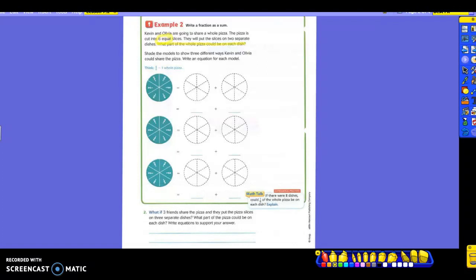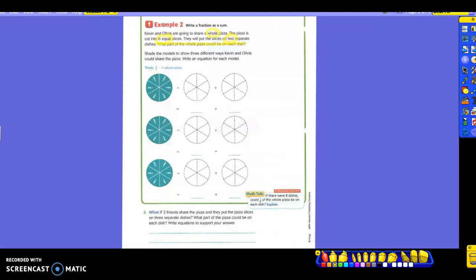Kevin and Olivia will share a whole pizza. So a whole could be important to you, yes, but there's still something else we're missing. Cheyenne? 2 separate dishes. So you guys are used to seeing the digits written out for you. Sometimes they're going to write them out in words. You need to make sure you read it carefully.